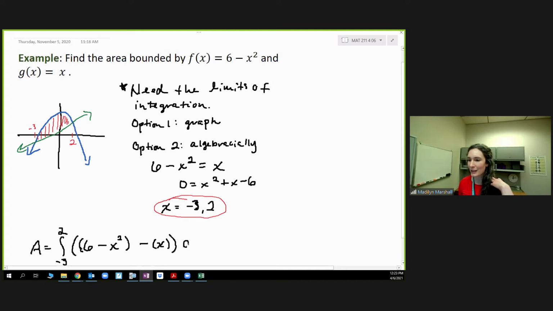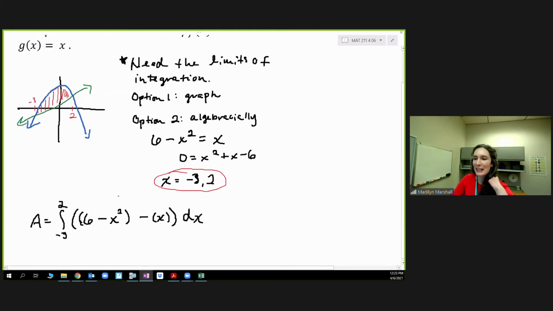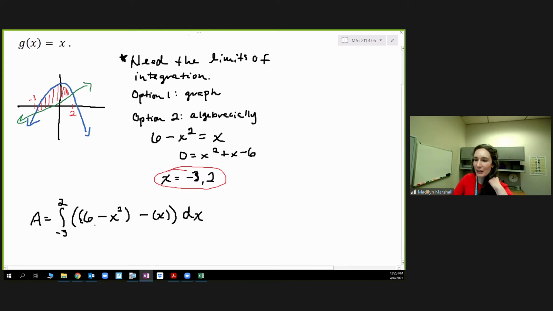And then the x comes afterward. The parentheses are a little bit excessive in this case, and I'm just putting them in there for consistency. We have our first function minus our second function. But since the second function is just x, we don't actually have to worry about that minus sign distributing. So we could just write it as 6 minus x squared minus x.